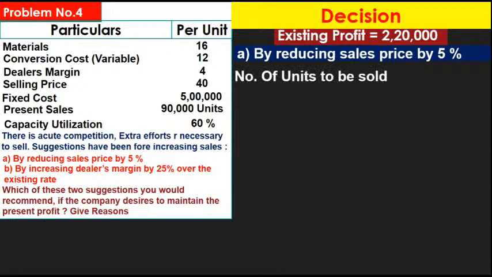Number of units to be sold: when a company reduces the selling price by 5%, how many units should be sold? 1,20,000 units. If the company should get the profit of rupees 2,20,000, the company should sell 1,20,000 units.